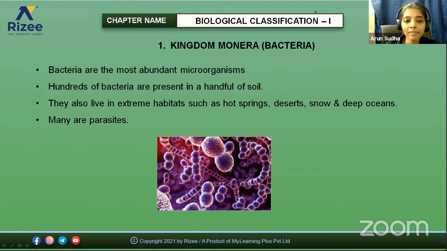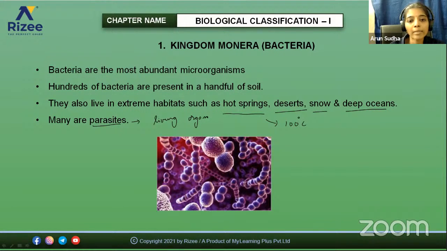And they also live in extreme habitats such as hot springs. They exist in all types of temperature, at extremely high temperature in hot springs, even up to 100 degrees centigrade, and also in deserts, snow, and deep oceans. So in all types of environment, they are able to survive and adapt to the particular environmental conditions. And many are parasites. What do you mean by parasite? I already saw they are dependent on other living organisms. So they are parasites.